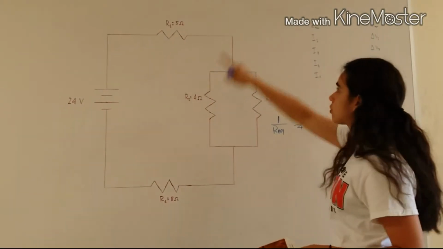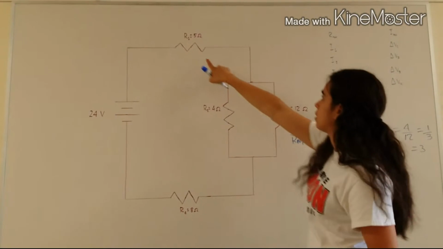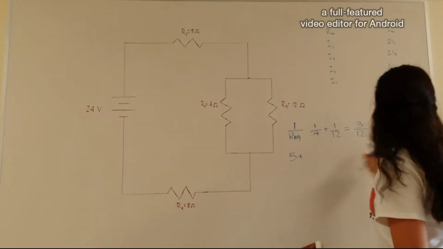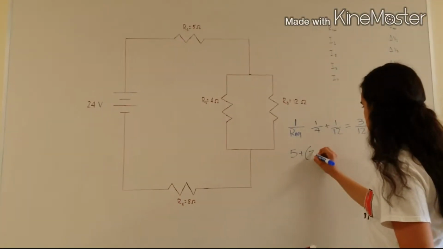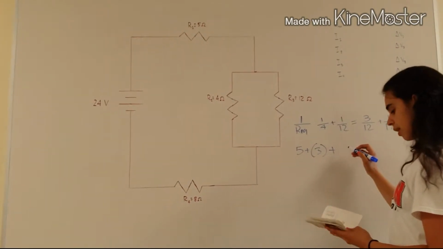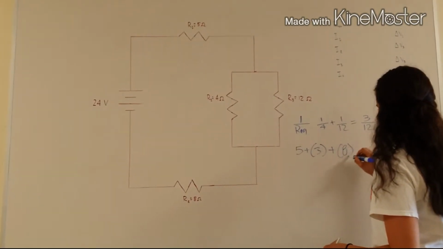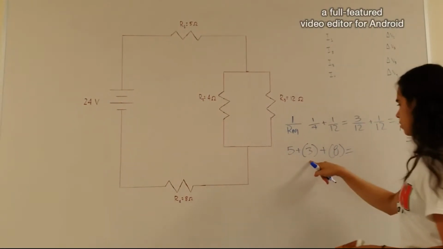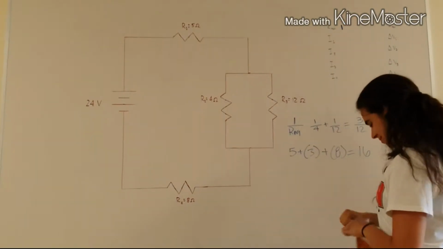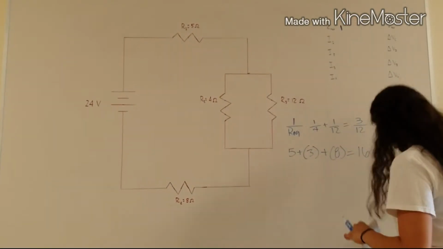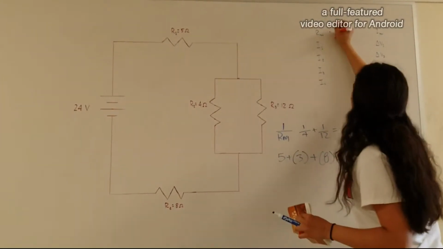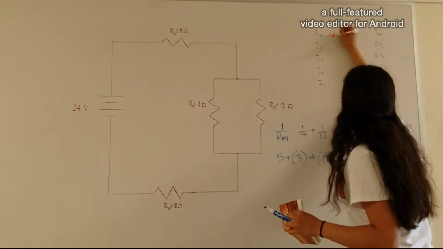Okay, now we want to find the total resistance of the circuit. So we take the resistance of this area, which is 5, plus the resistance of this portion, which we found out was 3, and add the final resistance at the bottom, which is 8. And this is equal to 5 plus 3 is 8, plus 8 is equal to 16. Do it in red. The total resistance is 16 ohms.